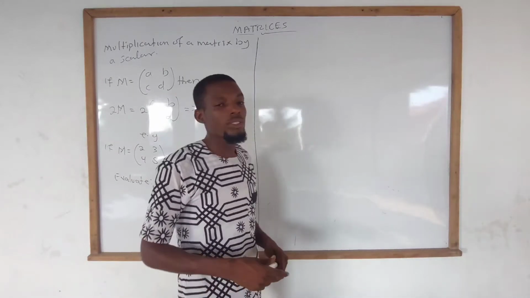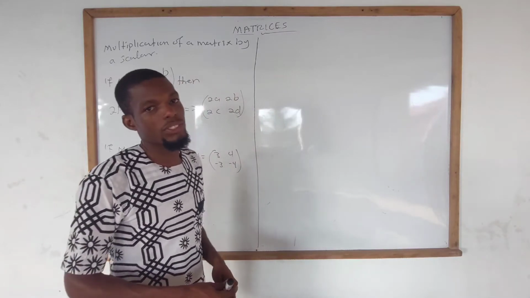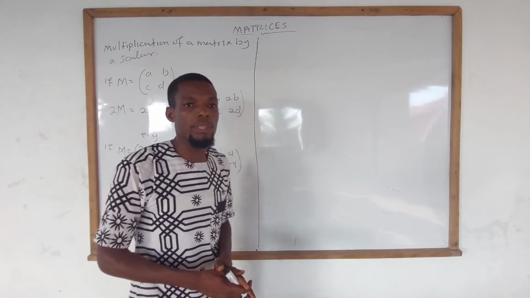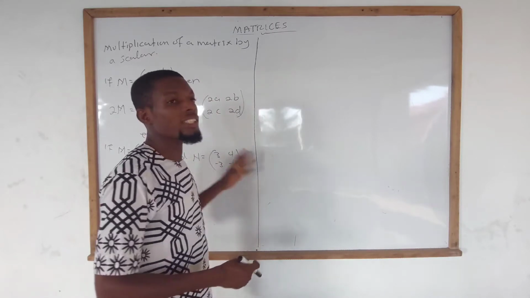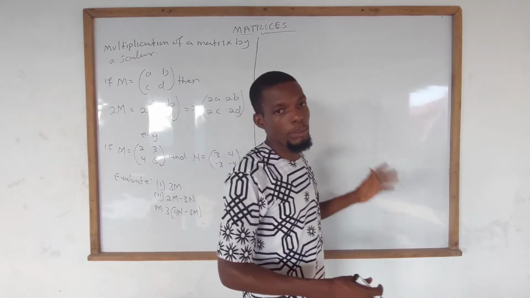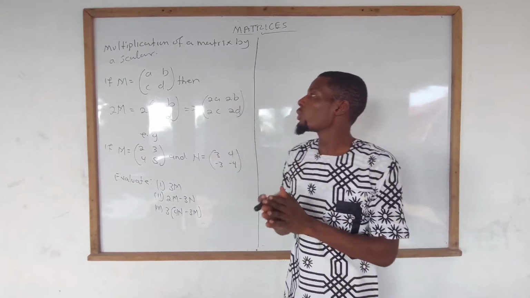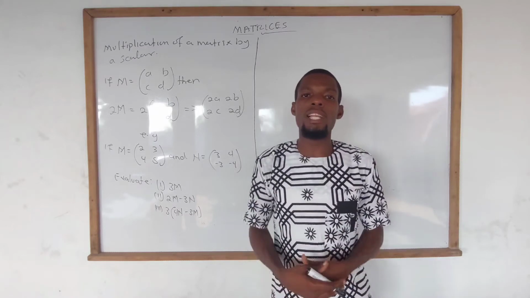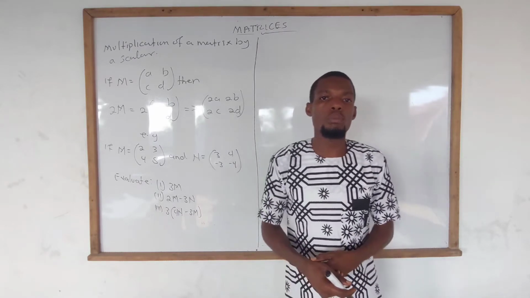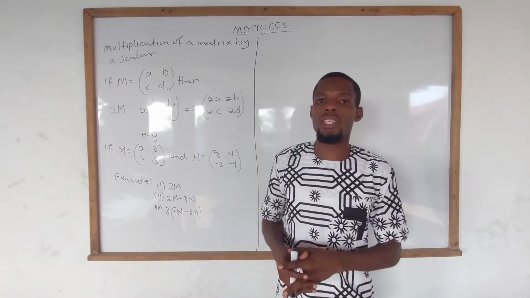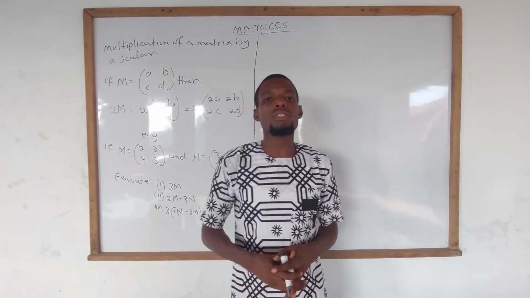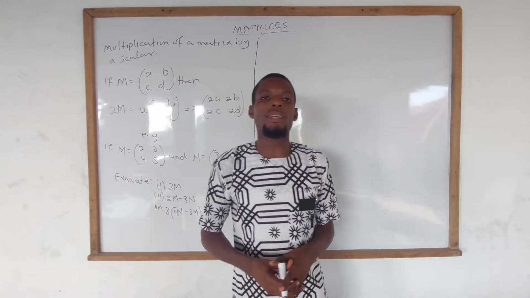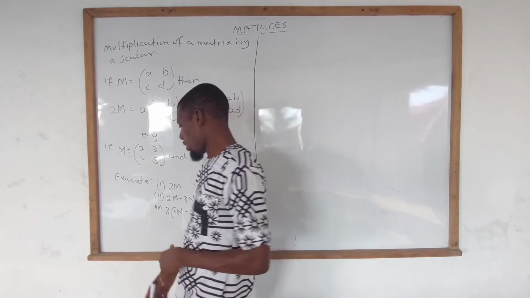If you followed the previous lesson, you realize we are studying matrices. We looked at the introduction to matrices, the types of matrices, and then addition and subtraction of matrices. In this episode, our main focus is multiplication of a matrix by a scalar, and then how to multiply 2 by 2 matrices. And if there is more time, we'll look at how to find the determinant of a 2 by 2 matrix and then the determinant of a 3 by 3 matrix as well. So let's go on.